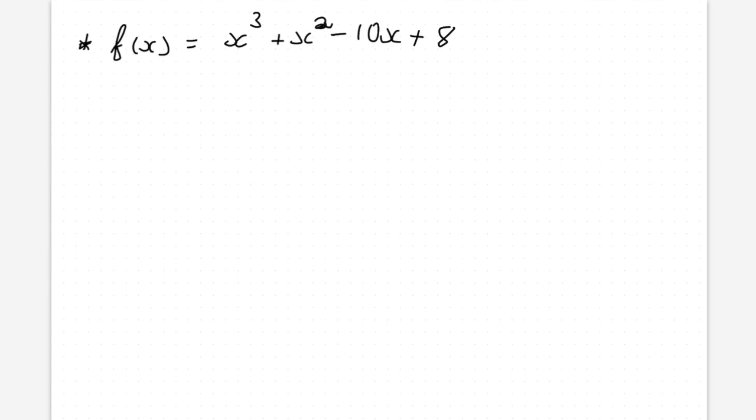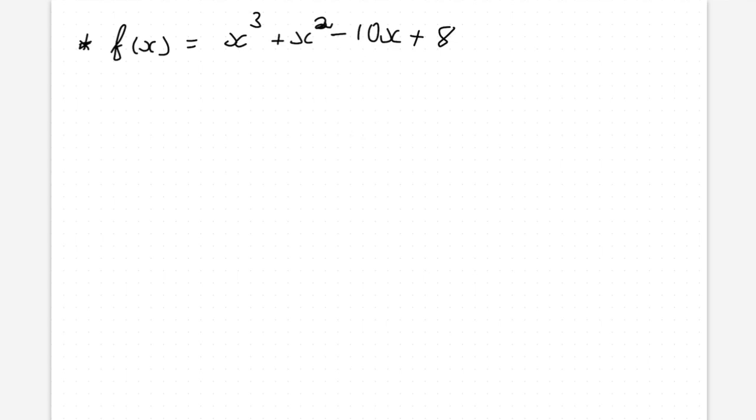We have here f of x is equal to x cubed plus x squared minus 10x plus 8. How do we factorize something like this? Well, the very first thing you do is you look for the factor. We said in order for you to find the factor, you're going to try and replace x here with a number like minus 2, minus 1, 0, 1, 2, until you find the one that makes this expression 0. I want you to pull out your calculator and give that a try. Try to see which number is the factor. Pause the video and give that a try.